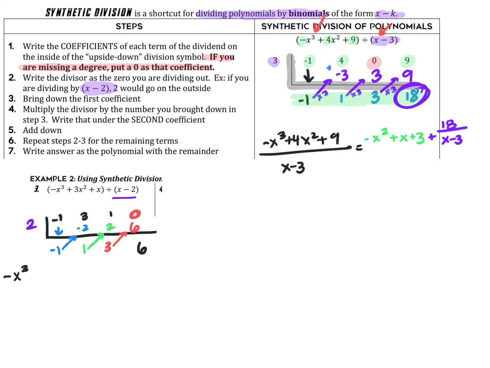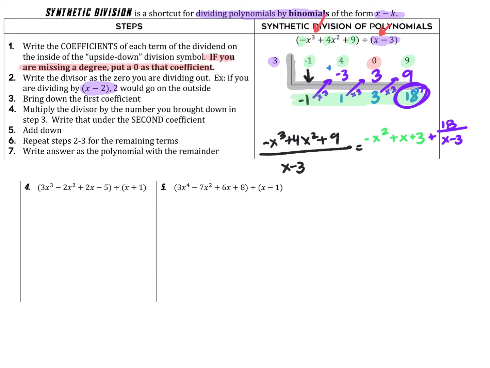So when I have -x cubed plus 3x squared plus x, and I divide it by x minus 2, I'm going to go down a degree, so it was degree 3. Now it's going to be degree 2. -x squared plus x plus 3, and our remainder here is going to be plus 6 over x minus 2. All right, let's look at another one.